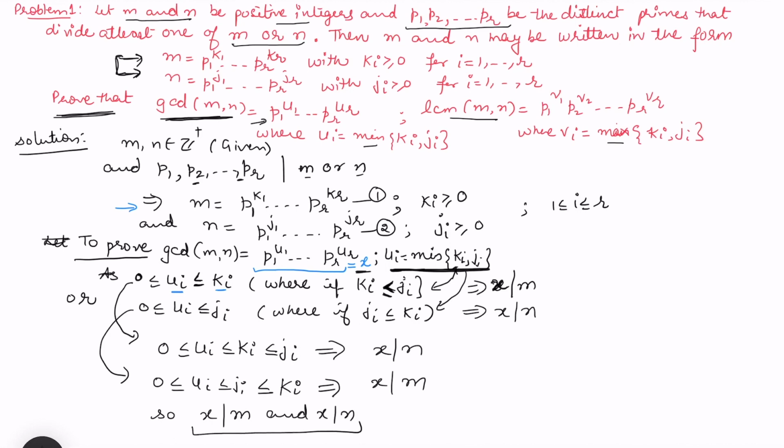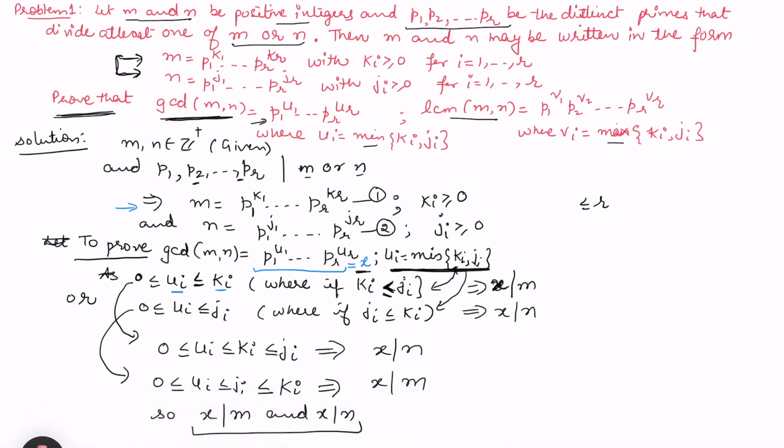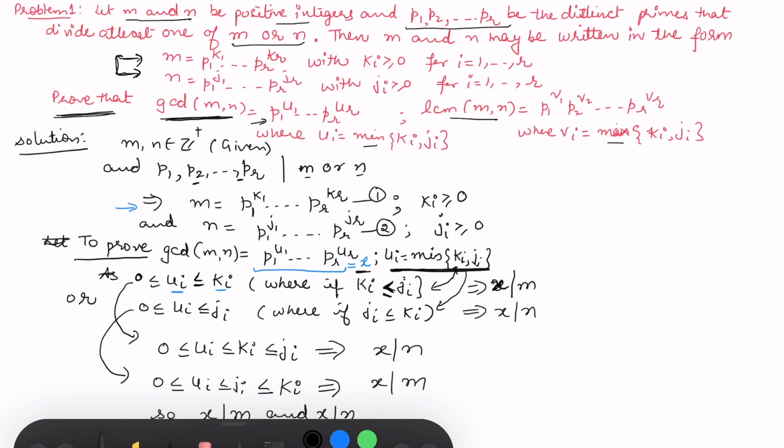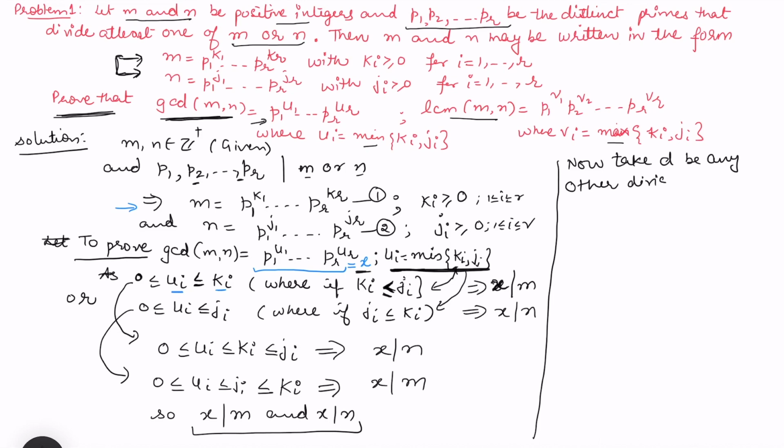Now for the greatest common divisor, the first condition is that x must divide m and x must divide n. And if there is any other divisor, then that divisor should also divide this quantity. So let's prove that case also. Here I'm just writing for these values, I can just write it as r. Okay, now we want to prove the second condition of the GCD. So now take D to be any other divisor of m and n.